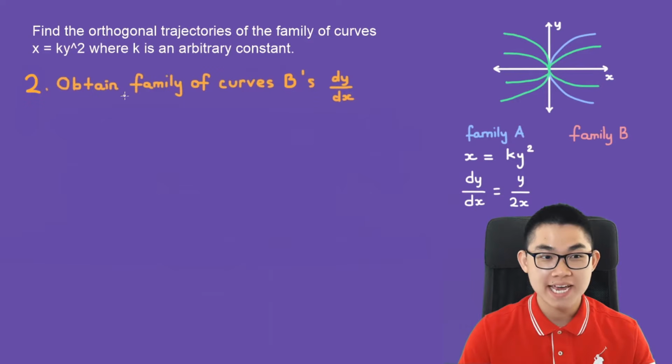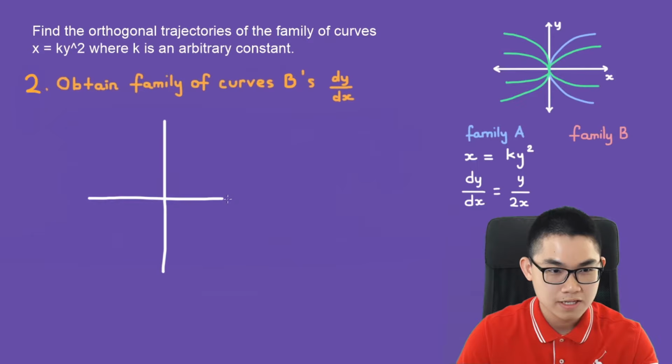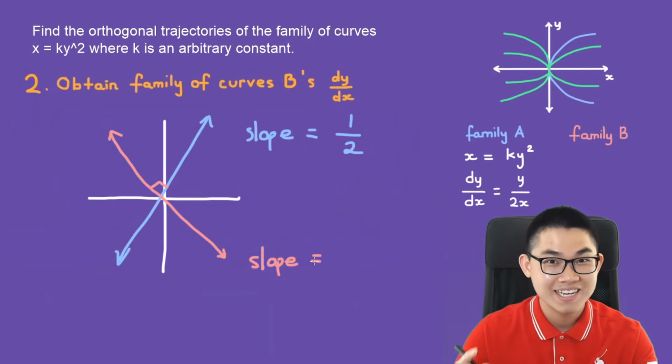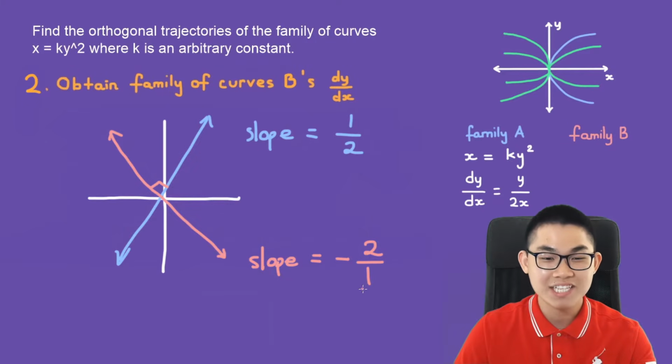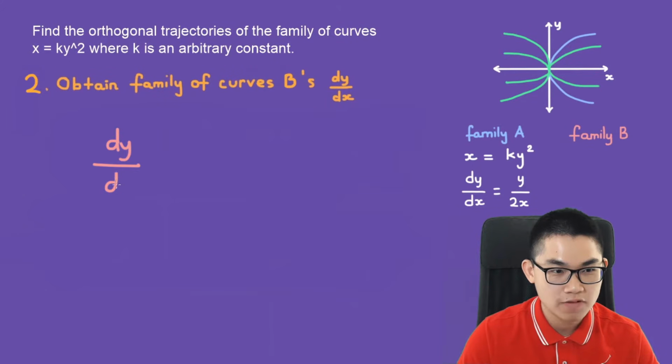Now, the second step is to obtain the family of curves B's dy over dx. Basically we want to find the family of curves that, when intersecting with family A, forms a right angle. The way to do it, if you remember from high school, let's say you have a line like this, it passes through the origin, and let's say the slope of this one right here is 1 over 2. Then what is the line that will allow us to form a right angle like that? Well, the slope of the red line must be the negative reciprocal. So the negative reciprocal of 1 over 2 is negative 2 over 1. And that's what we're going to do here with this slope. We take the negative reciprocal of this, and the slope dy over dx for the family of curves B will be negative 2x over y.